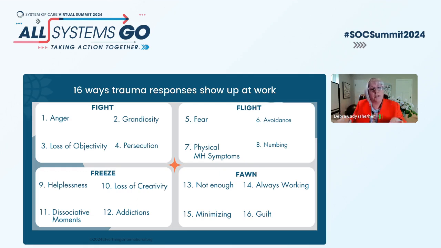Okay. So when you look at these 16 ways that trauma can show up at work, I'm wondering if you could put in chat, look at the numbers. We've heard of fight, flight, freeze, or fawn. When things are happening, people have some natural propensities to go into one of these categories, right? And fighting could be somebody's angry, or somebody's just really lost objectivity. That just doesn't make any sense. Or somebody who's feeling really persecuted. These are those fight responses, right?